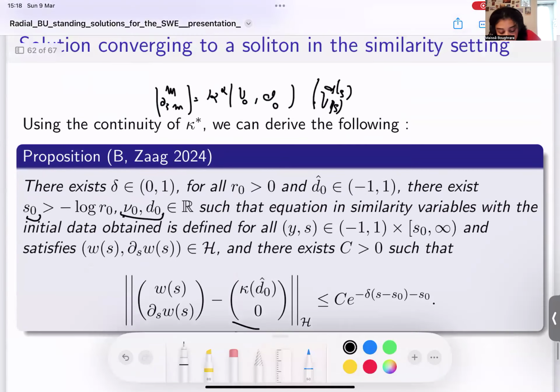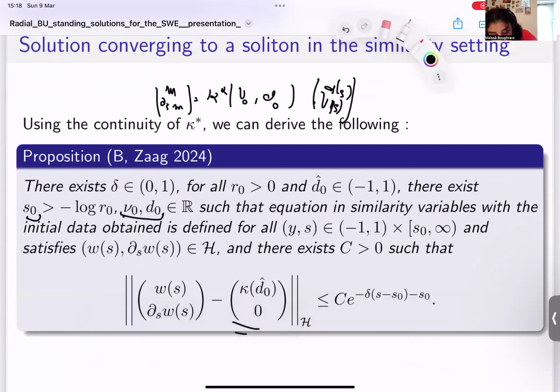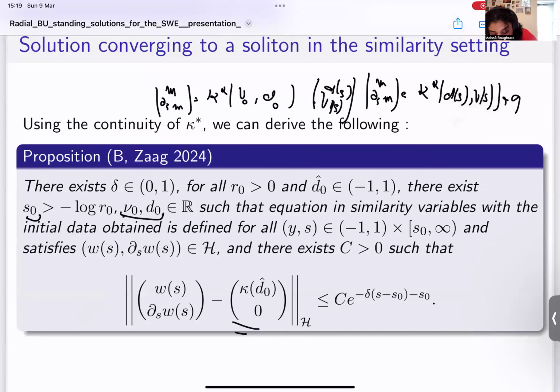Well, basically, I just need to use the definition of Q. So I recall that we showed that W can be written as kappa star ds nu s plus a certain q. So we have just q that goes to 0. This one goes to 0, and this one goes to d0 hat.